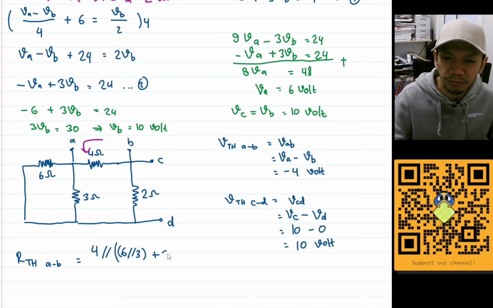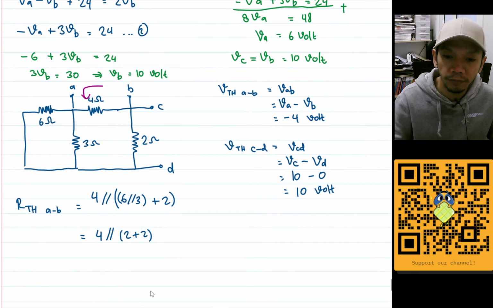So plus 2. Okay, so I will have 4 parallel with 6 parallel with 3, which is 18 divided by 9, right? Which is, that will be 2. So 4 parallel with 2 plus 2, or 4 parallel with 4. 4 parallel with 4 is 16 divided by 8, which is 2 ohm. Okay, so this is the Thevenin resistance for AB.